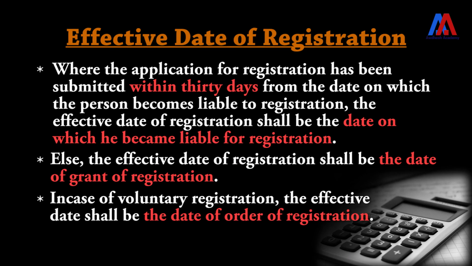So sometimes this may be very, very disadvantageous to you, because if that date is late, then you may not be able to avail the input tax credit for the intervening period, and you can also incur some sort of tax liability and penal provisions because the clearances for that particular period have been without registration. In case of voluntary registration, the effective date shall be the date on which the order of registration is given.